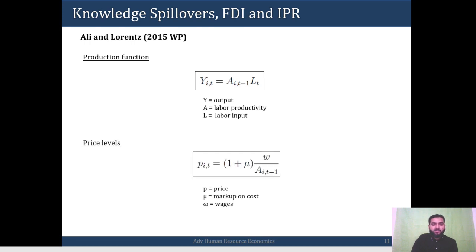Then we have price levels. Mu is the markup on cost. W is wages. At the bottom you'll see omega, but omega is not omega, W is a typing error. And P is price. So the higher the productivity level is, the lower the price will be, because for the same wages the firm is getting higher productivity. The markup rate is how much markup they want to make on cost, which is why it is 1 plus mu. The higher the productivity is, the lesser the weight of wages in the prices, and this is why prices will be lower if productivity is higher.